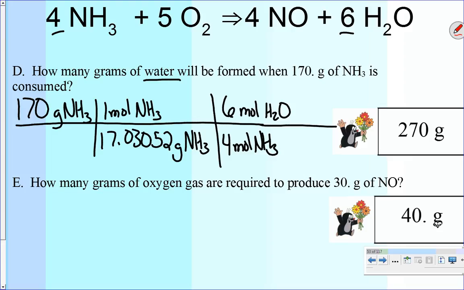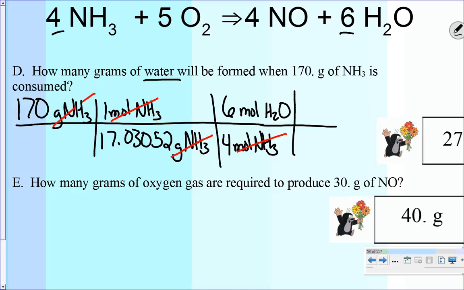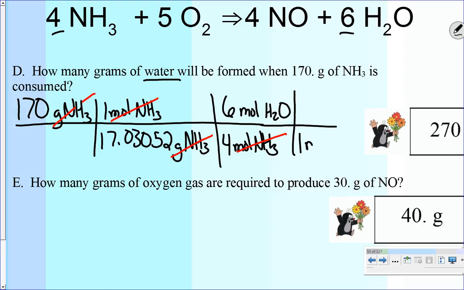Let's check where I'm at. Grams of NH3 are gone. Moles of NH3 are gone. I'm in grams of H2O. I need to turn this into moles, and I'm going to do this using my GFM. 1 mole of H2O on the bottom to cancel that, and 18.01528 grams on top, so my moles will go away. And as you multiply across the top and divide across the bottom, that should give you 270.